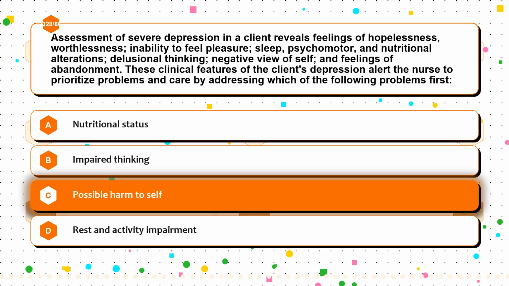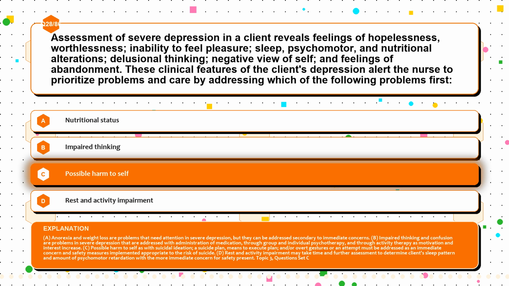The correct answer is option C. Possible harm to self. Anorexia and weight loss are problems that need attention in severe depression, but they can be addressed secondary to immediate concerns. Impaired thinking and confusion are problems in severe depression that are addressed with administration of medication, through group and individual psychotherapy, and through activity therapy as motivation and interest increase.